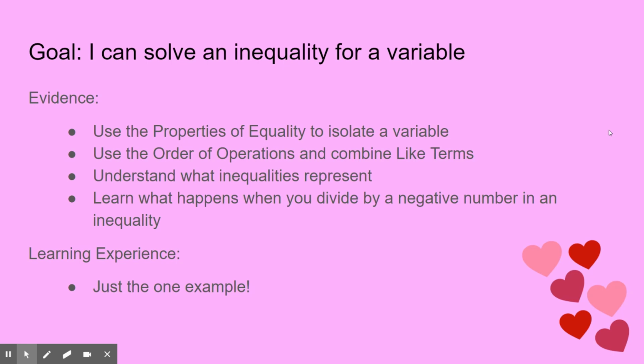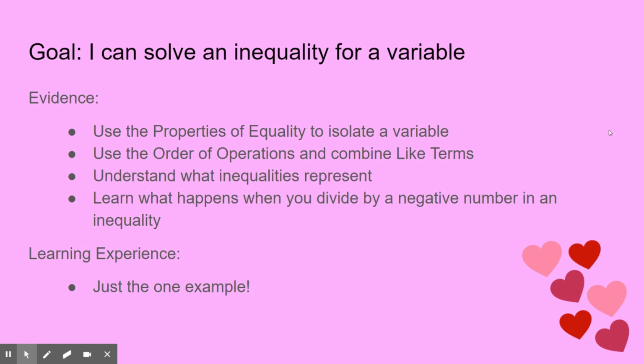You're going to use the properties of equality to isolate a variable. You're also going to use the order of operations and combine like terms. You're going to understand what an inequality represents. Basically, remember, it's this number is greater than or less than this number, meaning the variable could be an infinite number of answers. And finally, this is the really new part: learn what happens when you divide by a negative number in an inequality. That part's going to be a little bit tricky, but we'll go through it.